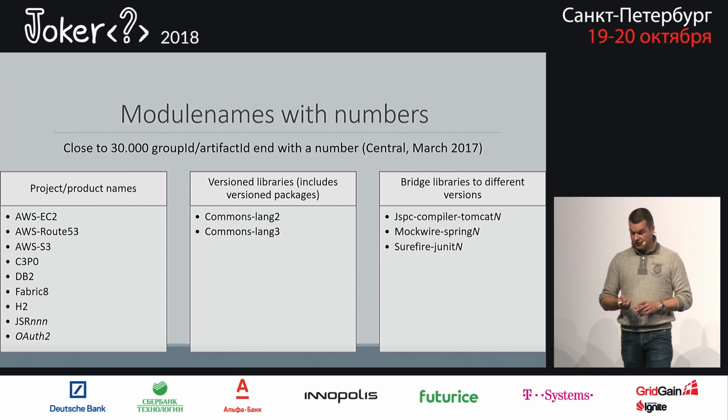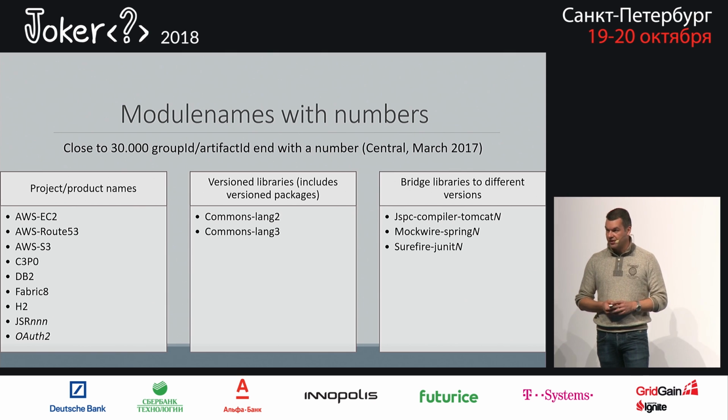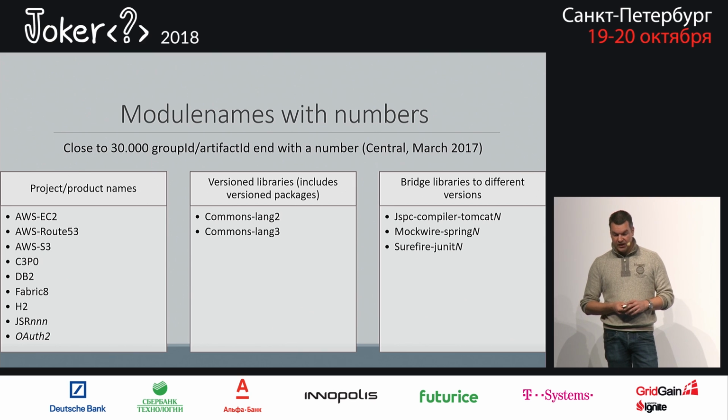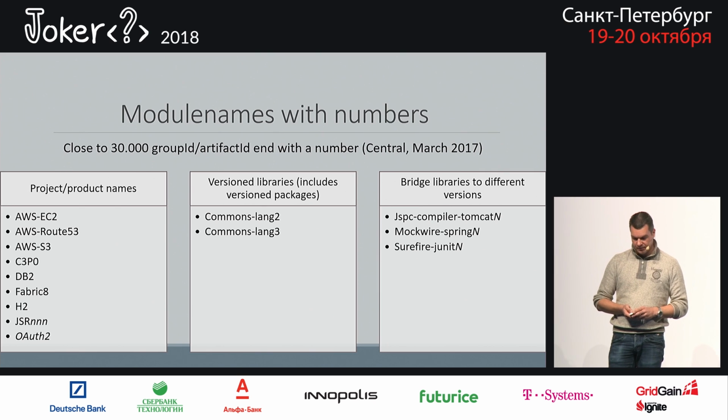And then we have the third group, and these are bridges to different versions. And especially the last one, Surefire, which is the testing framework of Maven. It has a couple of bridges, and in this case, it has a bridge to JUnit 3, JUnit 4, JUnit 5, and they should all be possible to be available on the class path.